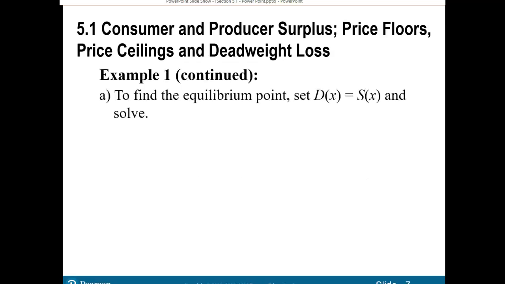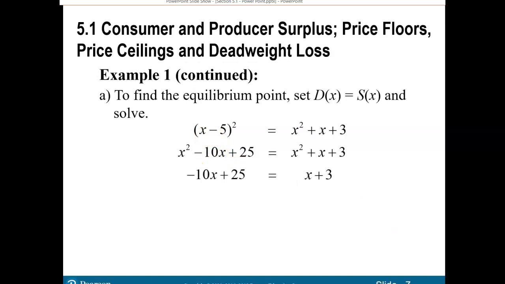To find the equilibrium point, we set d of x equal to s of x and solve. Those were the two functions we were given for d and s. Set them equal. First thing we'll do is FOIL out the x minus 5 squared. If you subtract x squared from both sides, it goes away. Move the 10x to the right, so adding 10x to both sides gives you 11x over here, and then subtracting the 3 leaves 22 on the left, and then dividing by 11 gives you x equals 2.